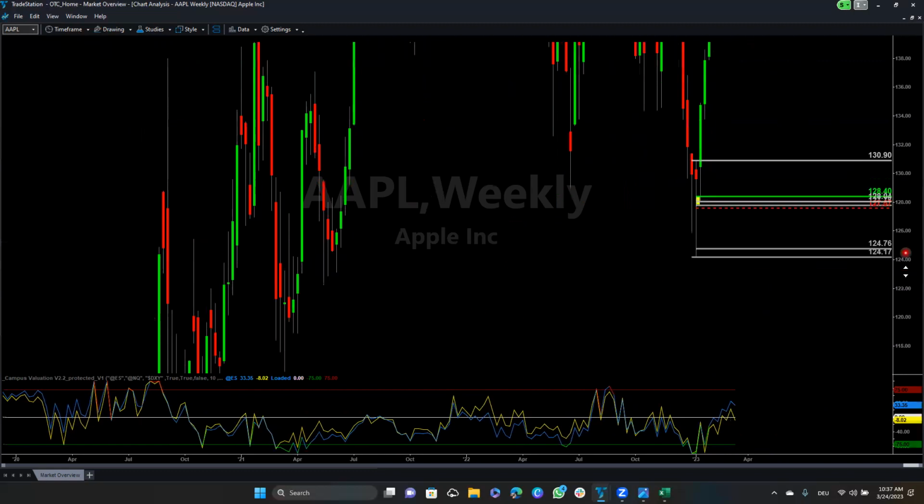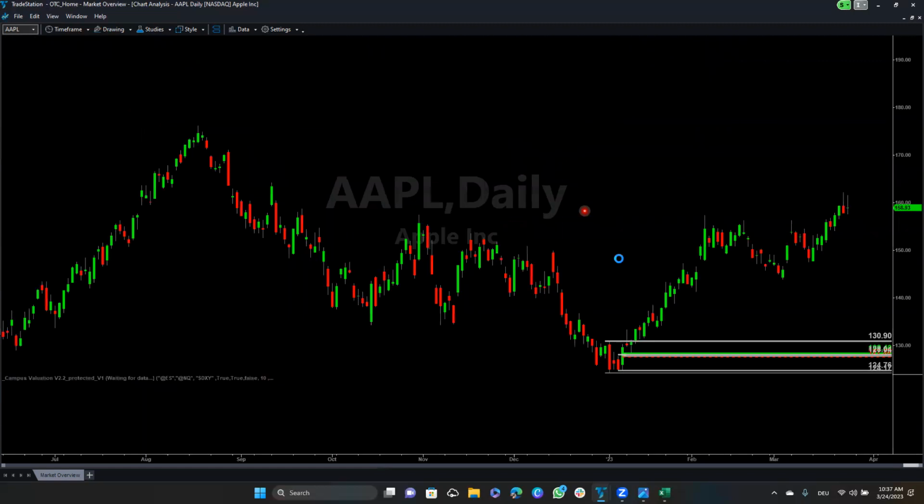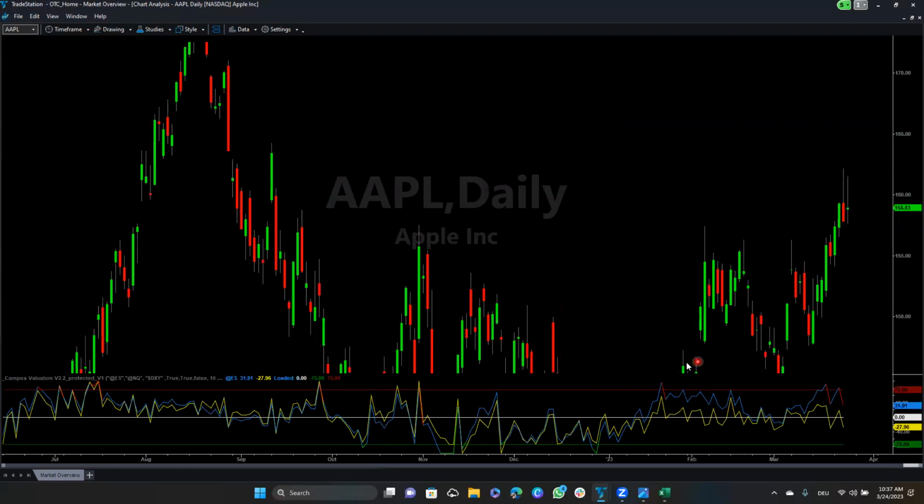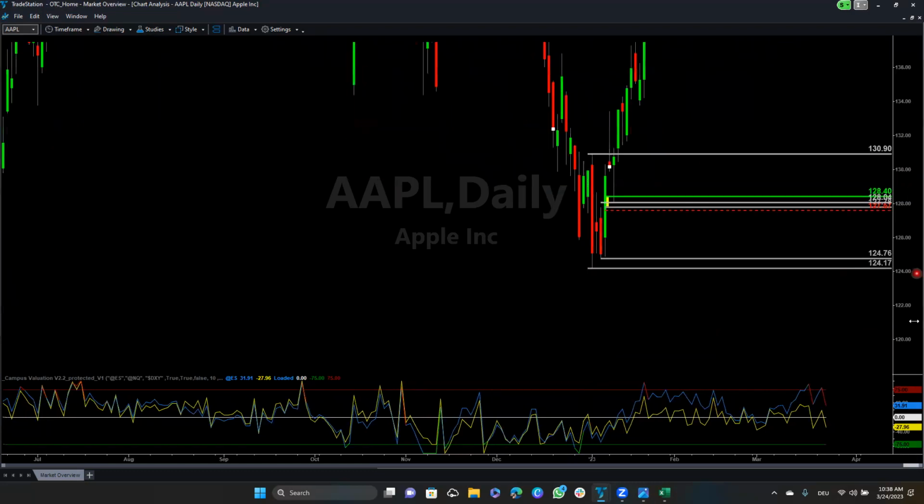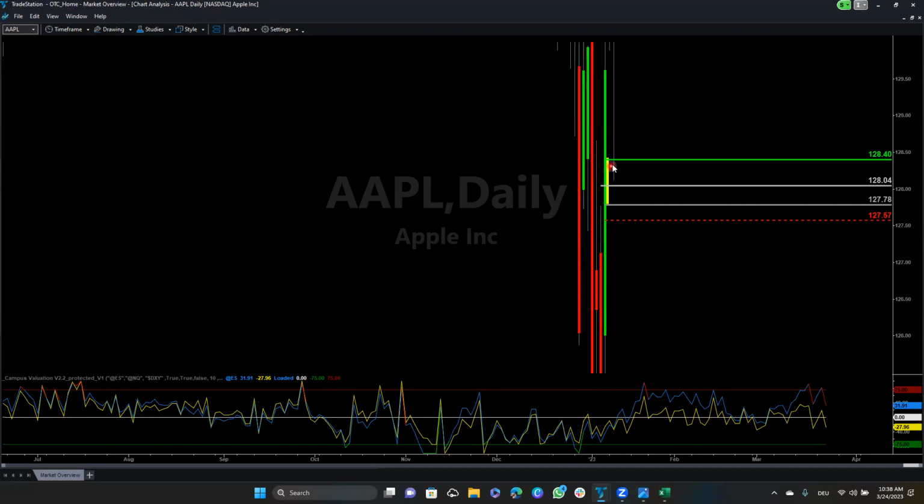Okay, the option number two was, we go to daily. Option number two was here around the 128, maybe the same entry, but the stop loss below the 124, below the hammer candle. And now, look at this. How small is your profit? How small is your zone right now?